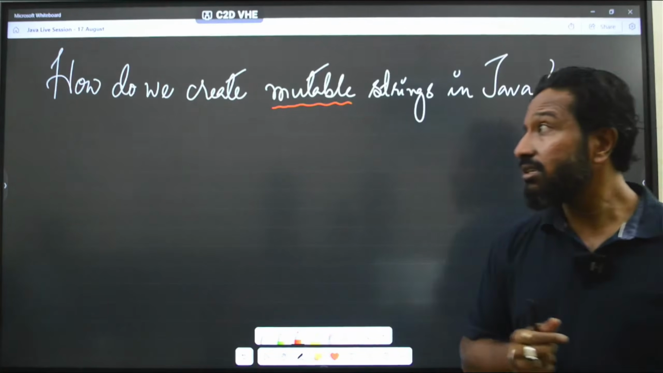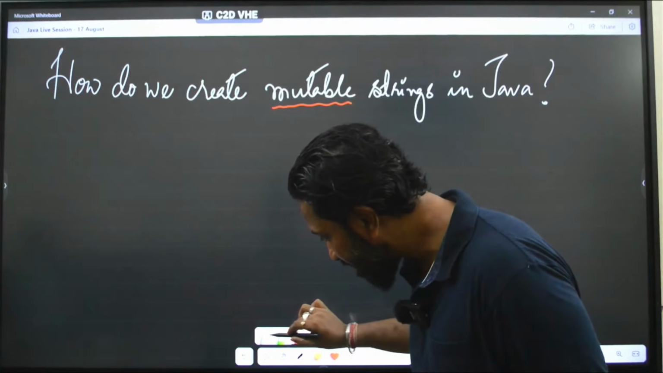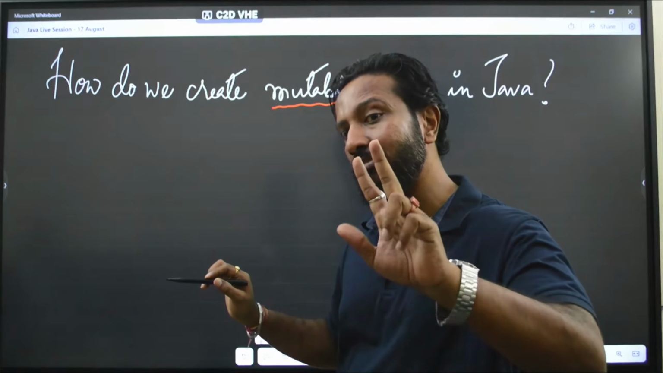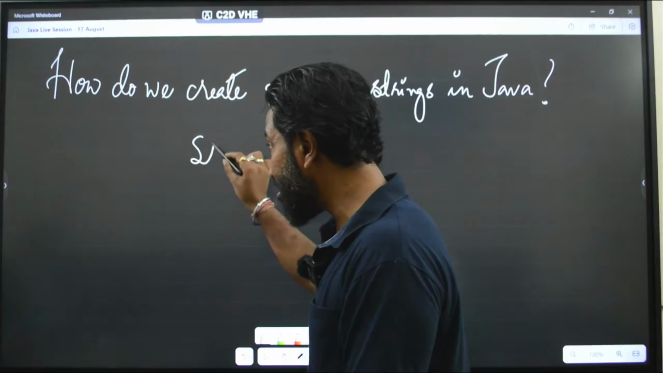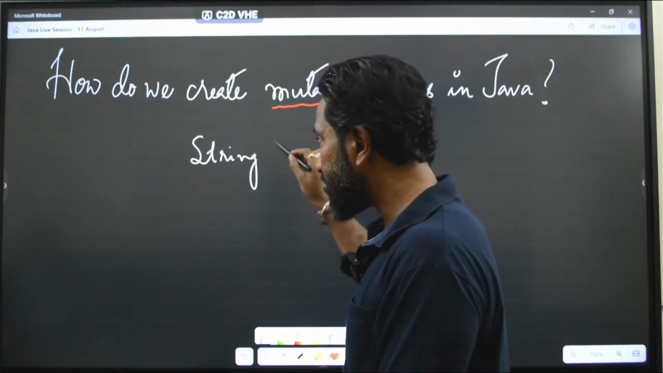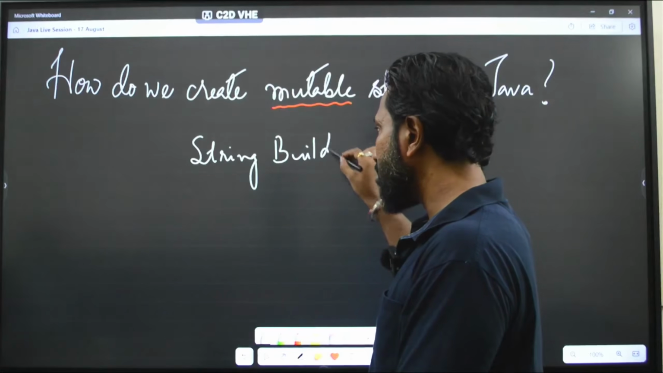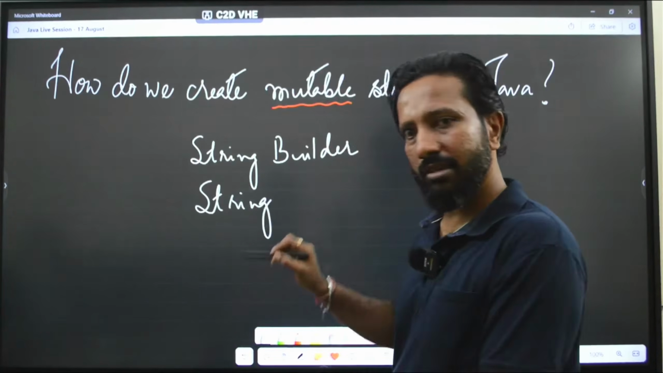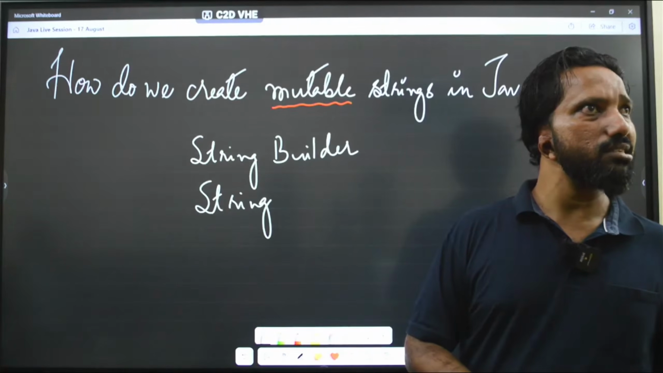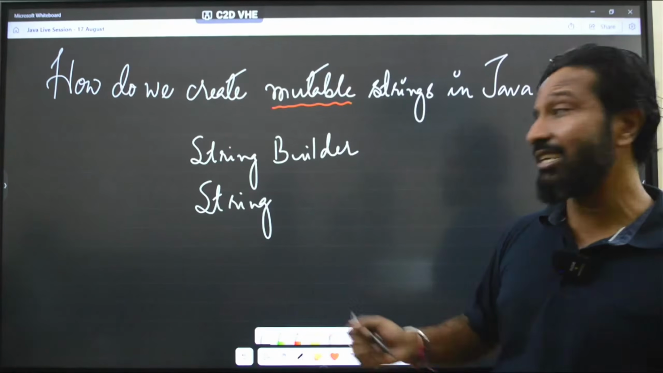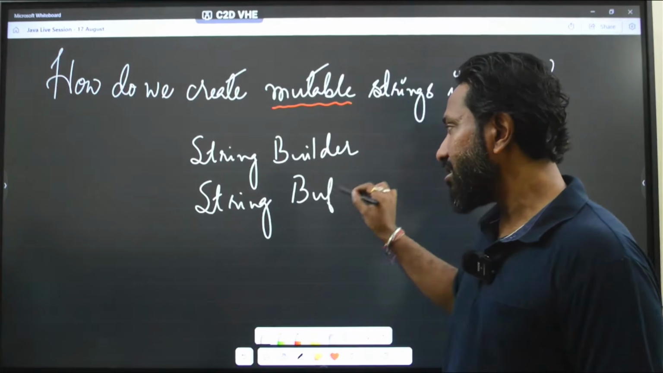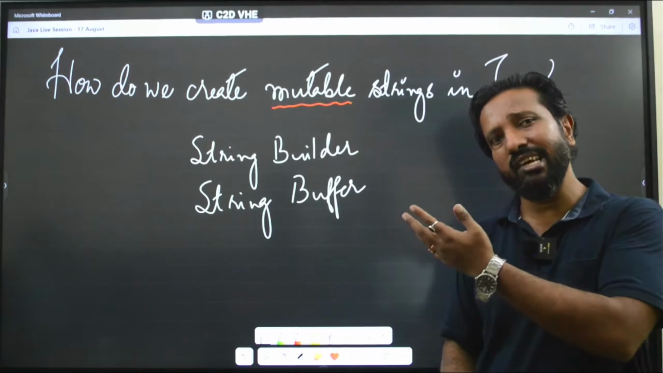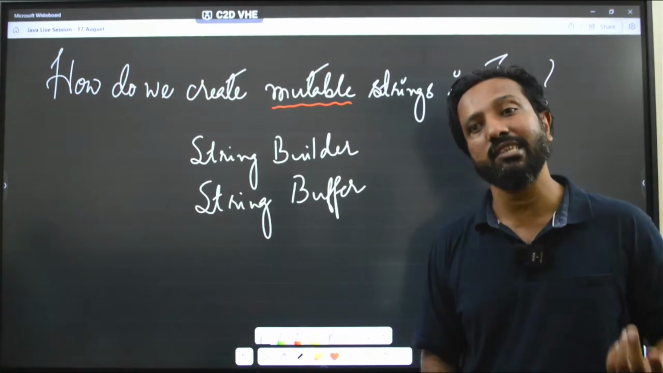Very good answer. See, if we want to create mutable strings in Java, we have two very special classes in Java. One is string builder and the other one is string what? String builder is not the only class. Yeah, XYZ says string builder and string buffer. These are the two special classes which help you to create or generate mutable strings in Java.